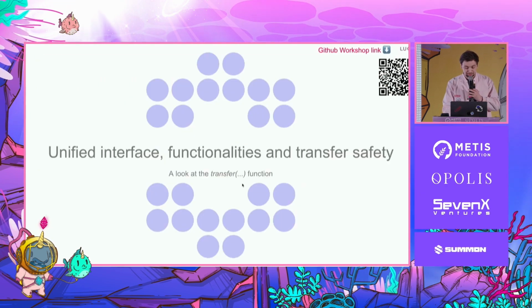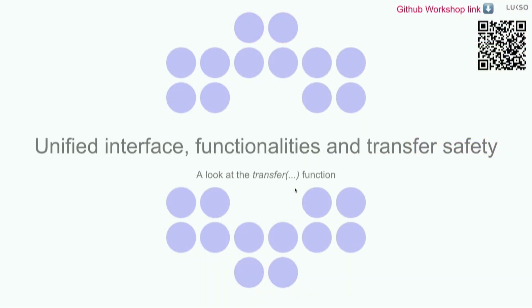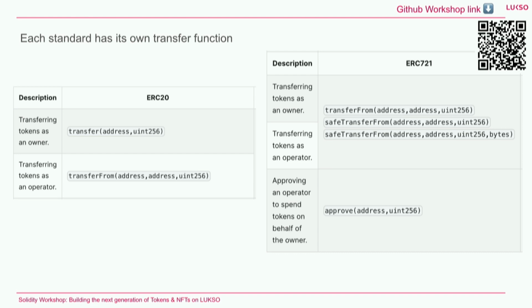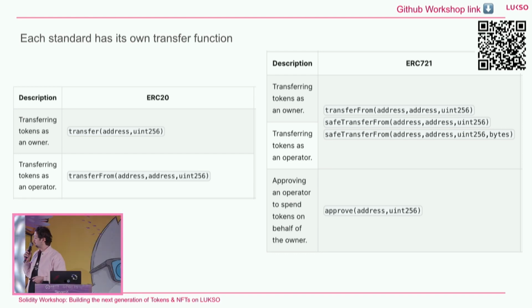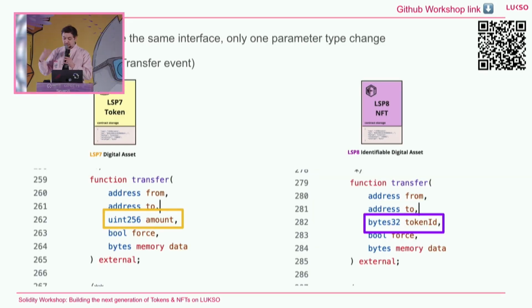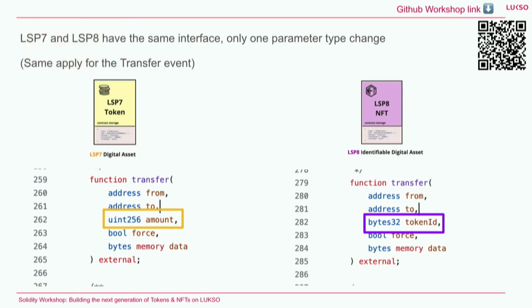So what's the second benefit? We saw that there is a unified interface and functionality. If you look at other standards like ERC20 and 721, each of them has its own way to do approvals and token transfers. In comparison, LSP7 and 8 have the same function interface. The only difference is the parameter for what you are transferring. With LSP7, you transfer an amount of tokens. With LSP8, you transfer a token ID, an NFT.